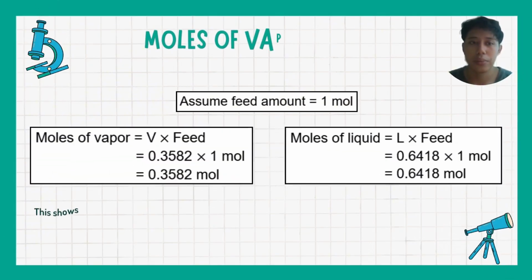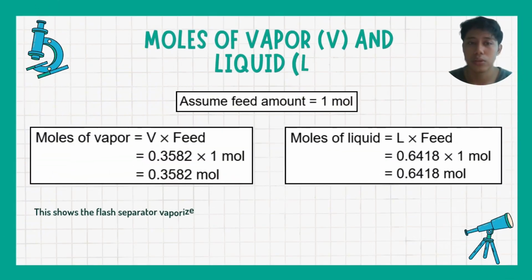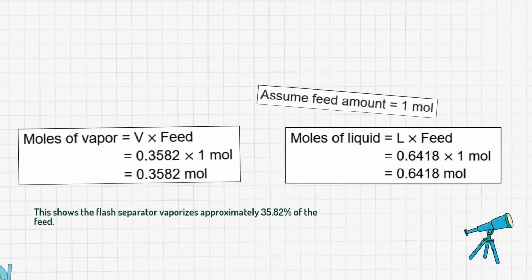For the actual moles of vapor and liquid, we assume the feed amount is 1 mole of solution of methanol and water mixture. For the moles of vapor, we use the vapor fraction, and we multiply it with the feed to obtain 0.3582 moles. And for the liquid, we use the liquid fraction, which gives 0.6418 moles. So this shows the flash separator vaporizes approximately 35.82% of the feed.